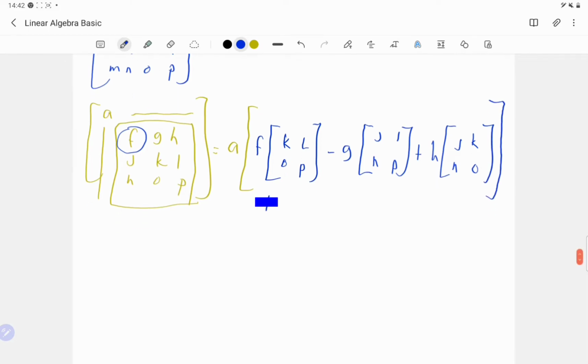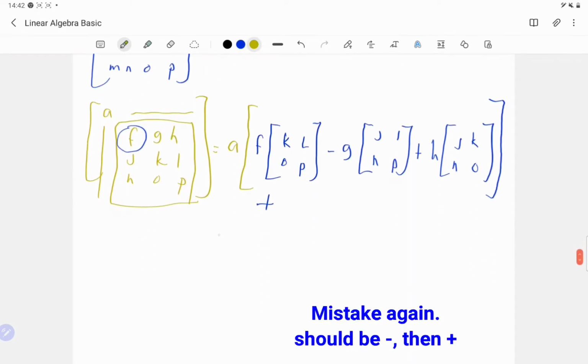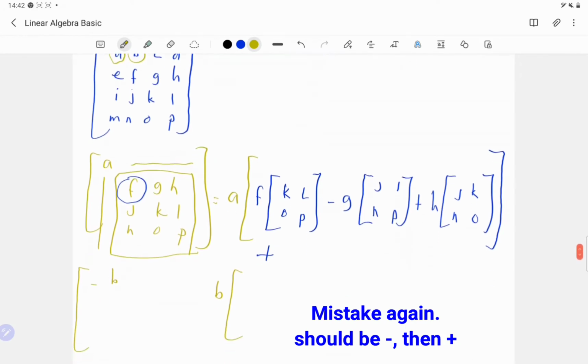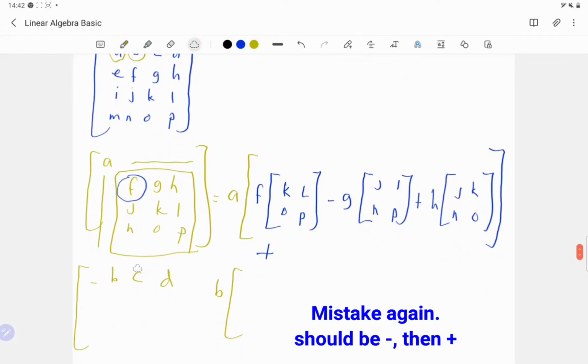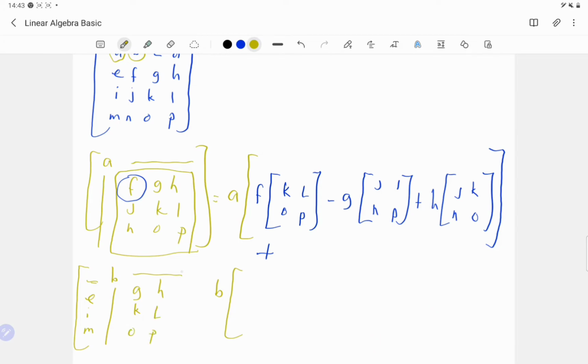Now let's do plus. Okay, let's do the second column. Where are we? Okay, I might copy this again. Okay, this is B, C, D. Sorry, I need to remove that, but I need to retain E, I, M and remove that column. G, H, K, L, O, P.